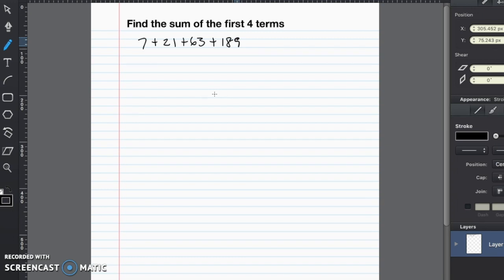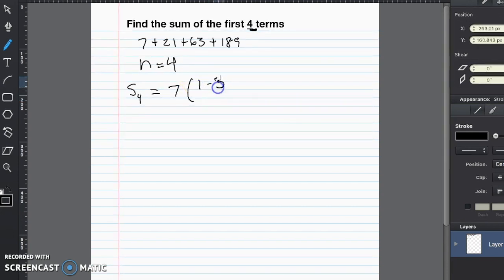So in this case, I'm looking for the first 4 terms, right? So the first 4 terms, that means my n is going to equal 4. So I'm going to say the series S sub 4 is going to be equal to my initial number, 7, a1, times 1 minus 3, because that's my common ratio, to the 4th power, that's my n, all over 1 minus 3. Okay, so let's try to figure this thing out.